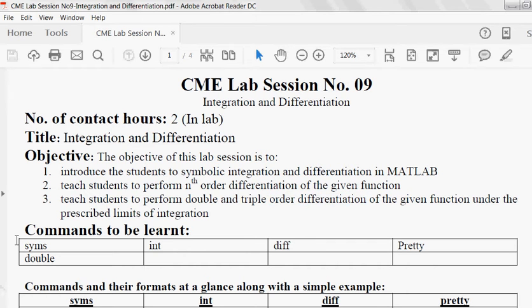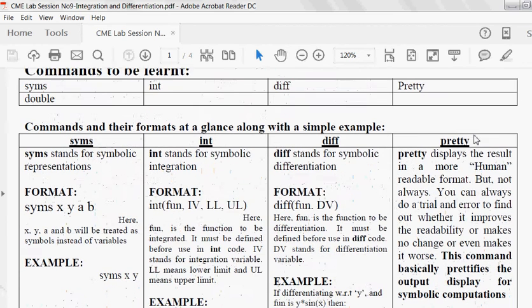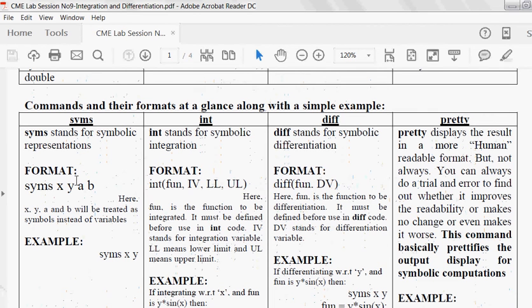You're going to be learning certain simple commands called syms, int, diff, pretty, and double, etc. Syms is basically symbolic computations. It invokes that particular format. In syms x y, here x and y will always be treated as symbols instead of variables. INT stands for symbolic integration, the same way DIFF stands for symbolic differentiation. Pretty displays the result in a more human readable format. You're going to see the effect of it in a few lines.